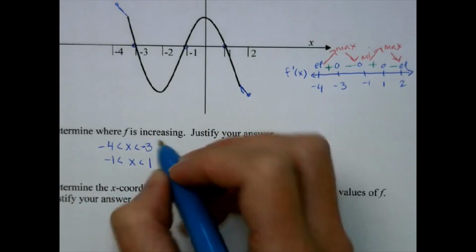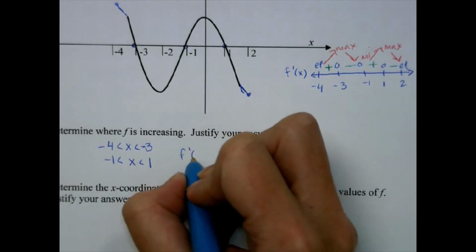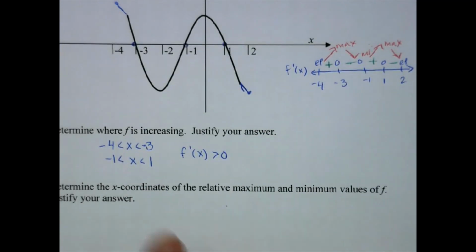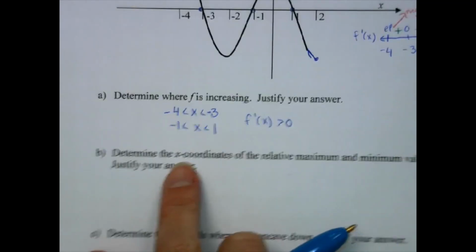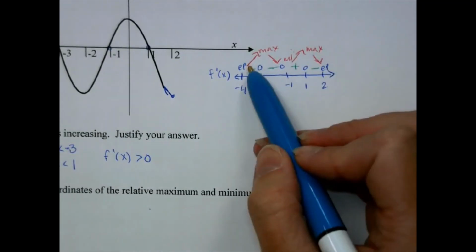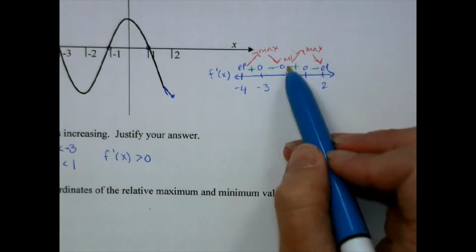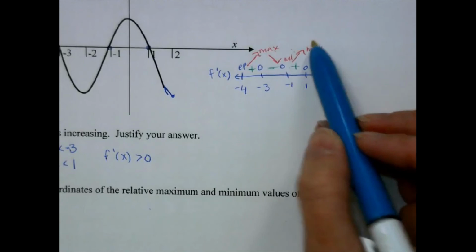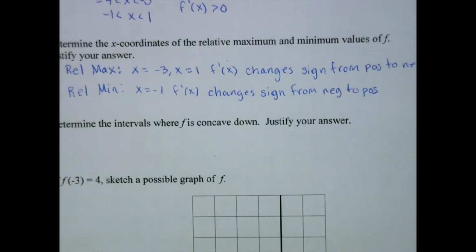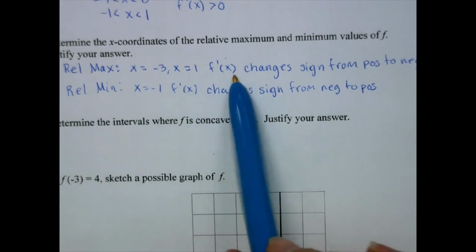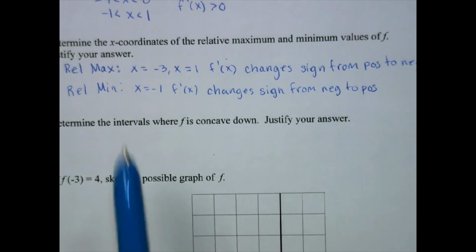Okay, the maximums and the minimums. I have maximums here and here because the derivative goes from positive to negative, and we have a minimum here when f prime goes from negative to positive. So put that in writing: relative max at x equals -3 and x equals 1 because f prime changes sign from positive to negative, and a relative min at x equals -1 because f prime changes sign from negative to positive. Next we're looking at concavity.